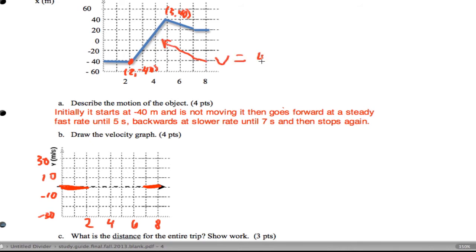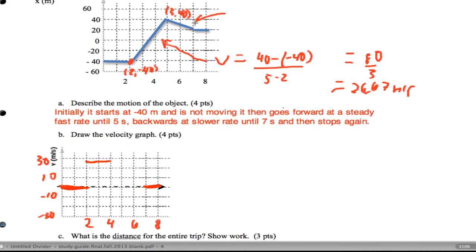Slope is going to be 40 minus negative 40. That's y2 minus y1 over x2 minus x1, which is 5 minus 2, which is going to be about 80 thirds, and that is about 26.67 meters per second. So I would draw a line about here.